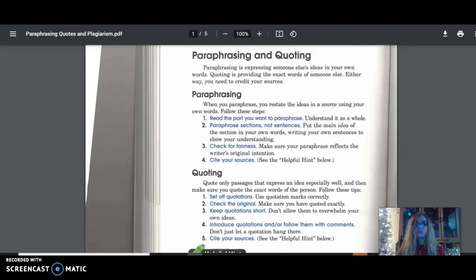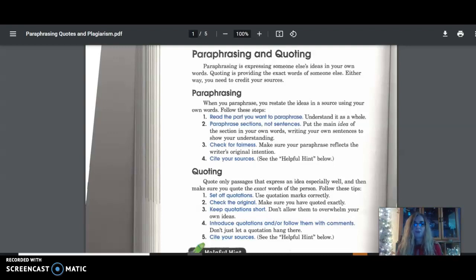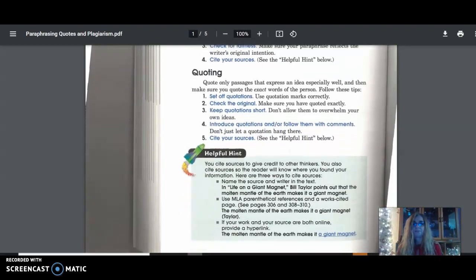So you really do need to make sure that what you're saying in your paraphrase, in your own words, does reflect exactly what that writer was intending to say in his or her message. And then, of course, cite your sources. And we will talk more about that in a bit.